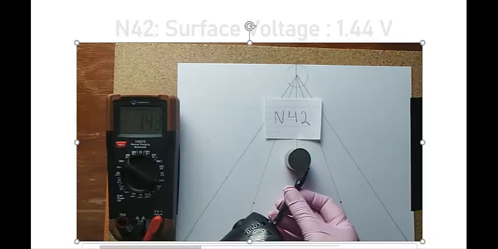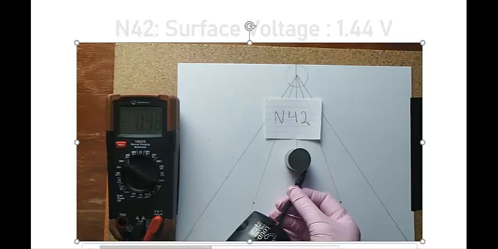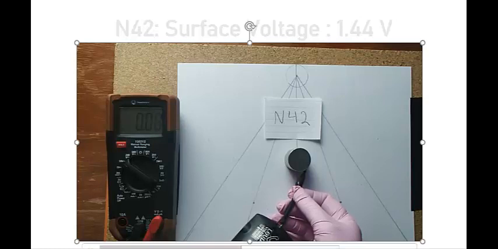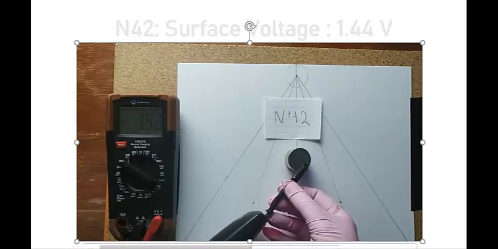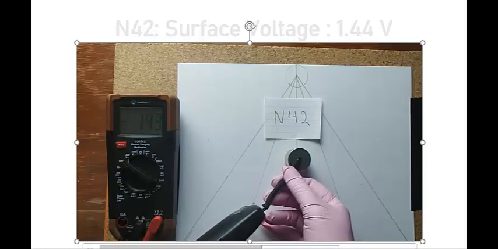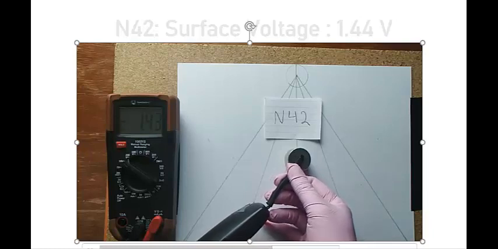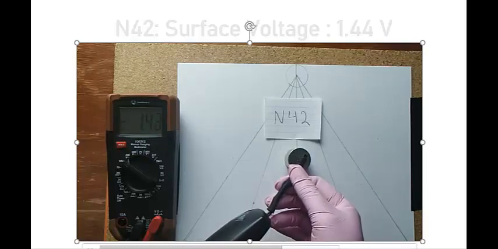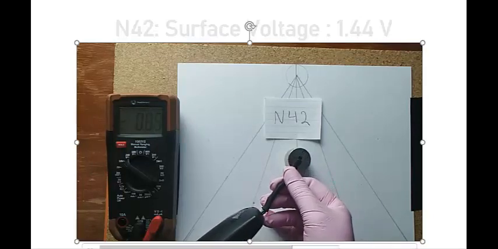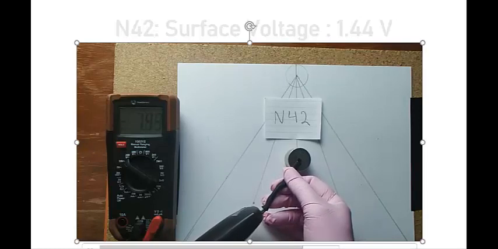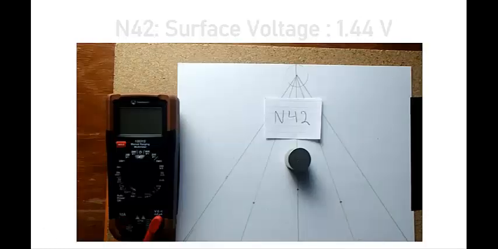So here I'm going down, trying to find the zero on the N42 magnet, and hopefully I do find it in this video. 3, 2, 1, 0. So I got the zero, and then I go back to get the 1.44 reading, which happens when you have to get the Hall sensor very close. I'm going away from the magnet, going back. You have to get very close to the surface. There I got the 1.44 reading. That's what I'm trying to get: the maximum reading, which is right at the surface of the magnet, on all the magnets that I've tested so far.